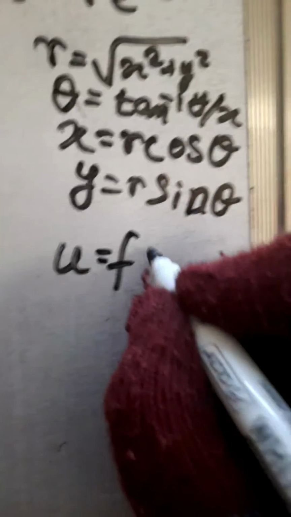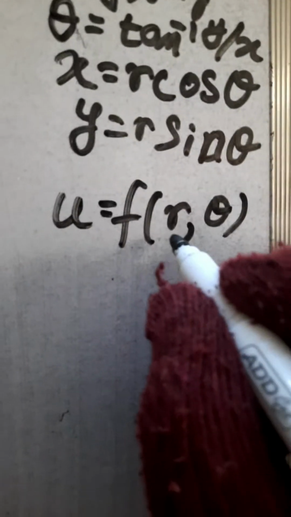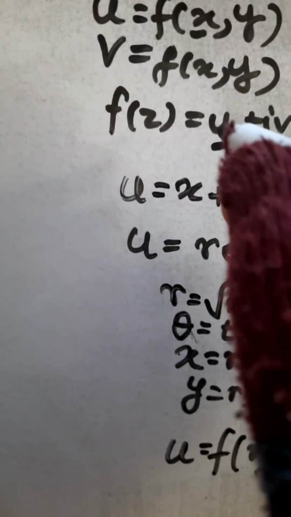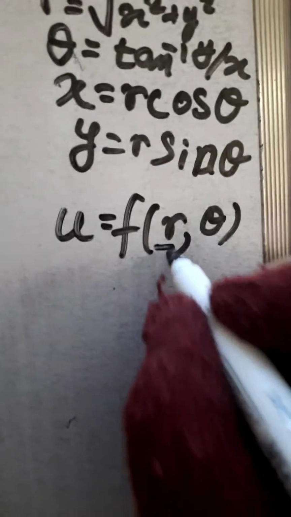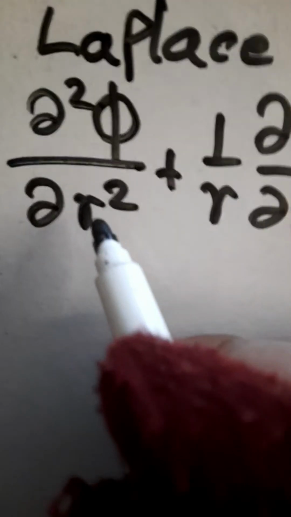So u is a function of r and theta, right? Which is first here? u is the first function in f of z, and r is the first function in u, so u and r are related. So first, let's say we take r. We take r, so del r squared.